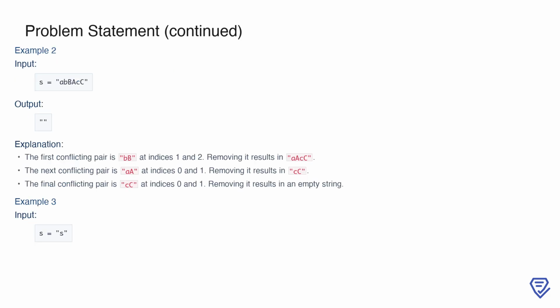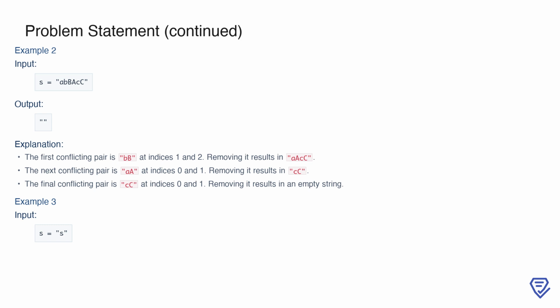Here's another example to further clarify the process. If the input string is S equals abBAcC, the first conflicting pair is bB, located at indices 1 and 2. Removing this pair results in the string aAcC. Next, we find another conflicting pair, aA, at indices 0 and 1. Removing this pair simplifies the string to cC.